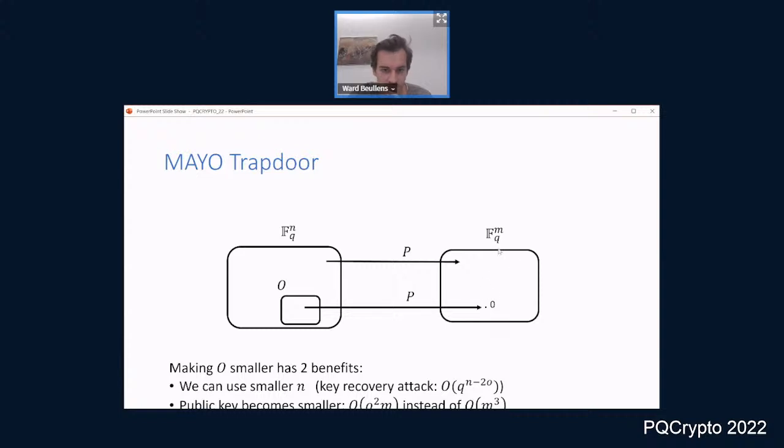Right? M is the number of components of your map P. So let's say if O is like a factor 10 smaller than m, then you win a factor 100 in the size of your public key. So this can really make a big difference, right? So this is what we're going to try to do.